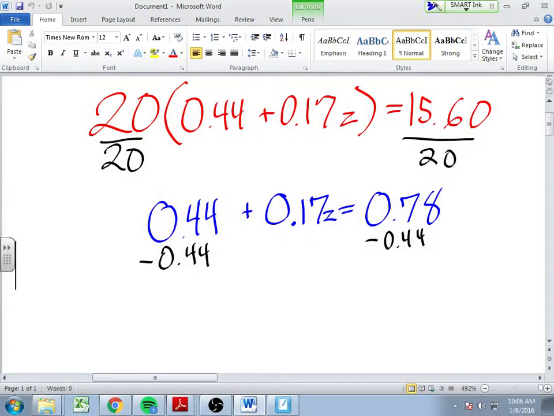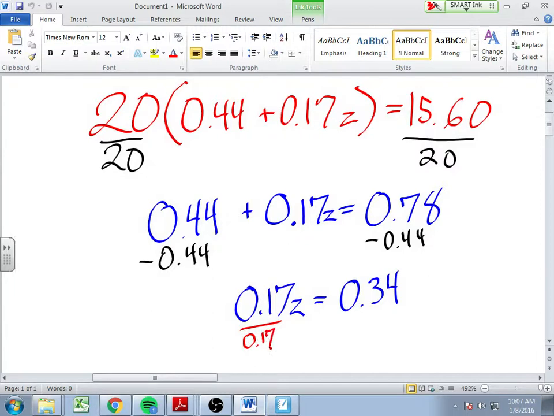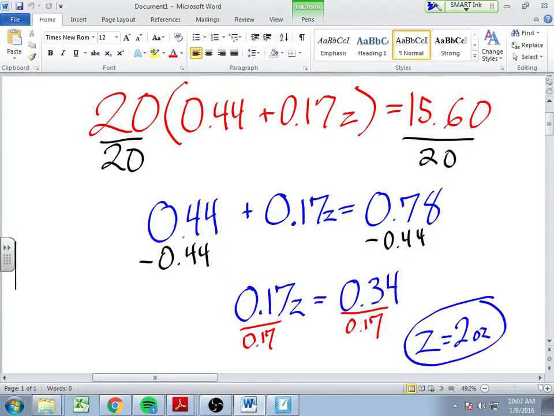So now I found out that the extra ounces cost how much? 34. And then all I have to do is divide. It's just 2. And it's the same thing. I get that Z is equal to 2. And that's my extra ounces. Easier. That's so much shorter.